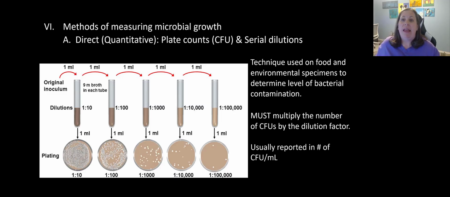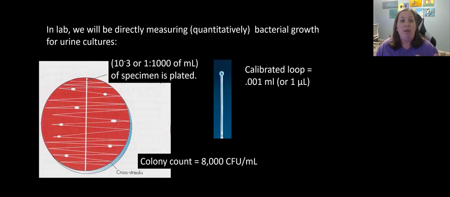Okay. Now, in our lab, we will use a little bit of quantitative bacteria growth on urine cultures, but we are going to use it by doing a calibrated loop. These calibrated loops are super small. They only collect 0.001 milliliters of urine, so a very small amount. And it allows us to then take it and do our culture, a zigzag method, so that we only potentially have a few colonies to count.